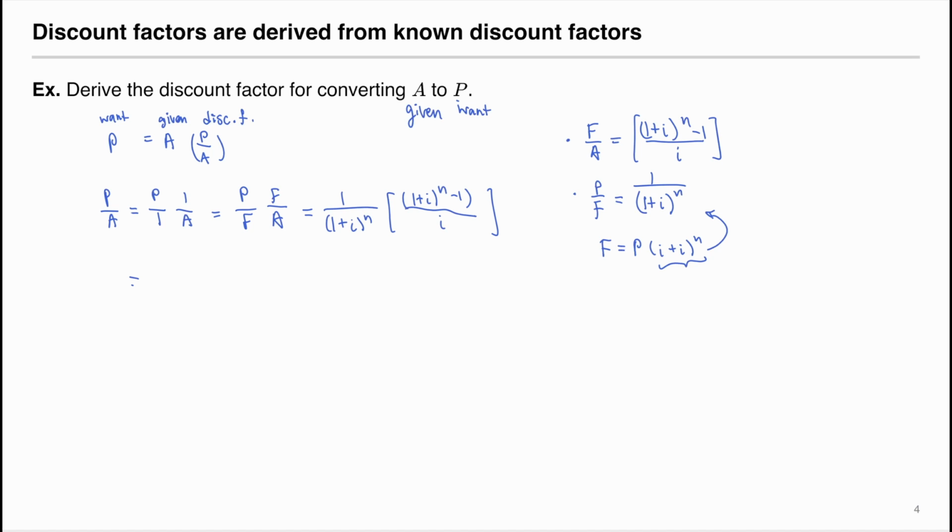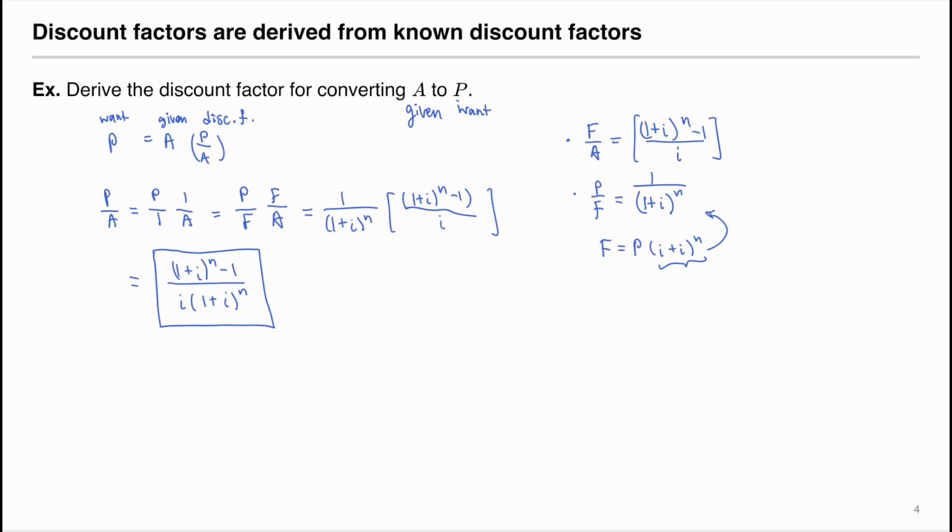Now we can simplify things. We get ((1 plus i)^n minus 1) divided by (i times (1 plus i)^n), where i is the annual interest rate and n is the number of consecutive years.